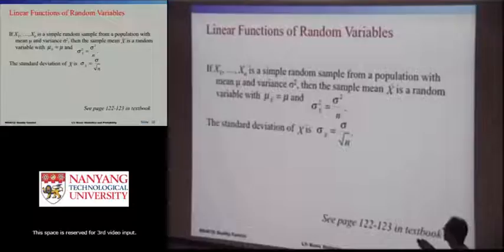Do remember, sigma x bar is the standard deviation of the random variable x bar. Sigma itself is the standard deviation of the random variable x. X is a random variable. X bar is another random variable. They are not the same. Okay? So when you look at it here, do pay attention. This is x bar, not x. And the same thing for the standard deviation of x bar: sigma x bar equals sigma divided by square root of n.